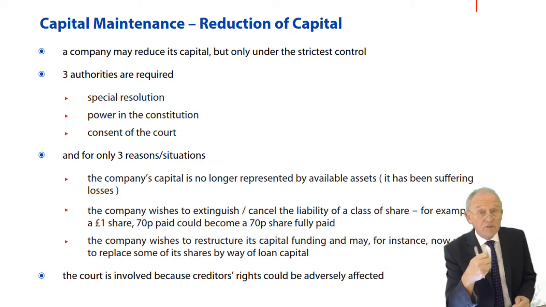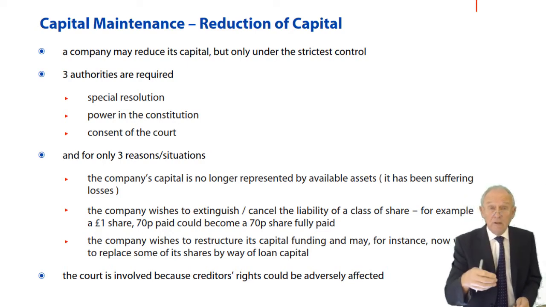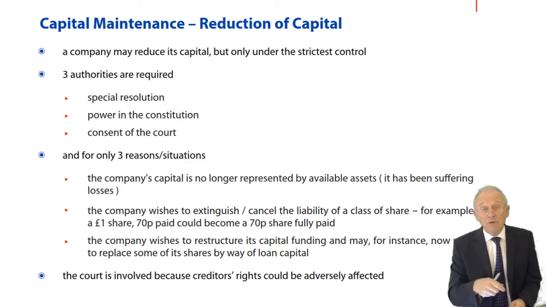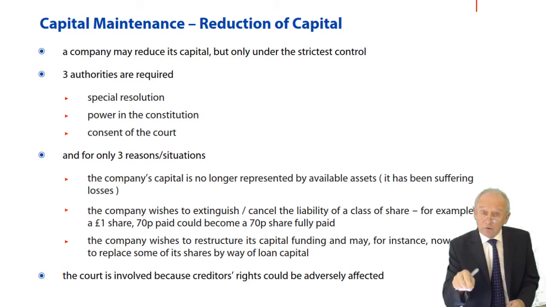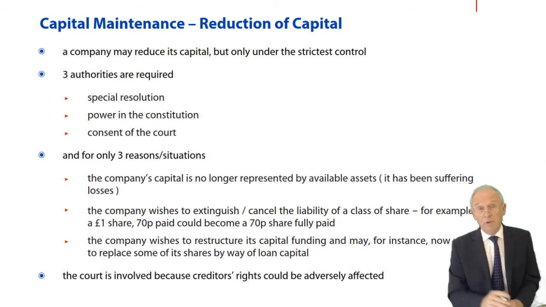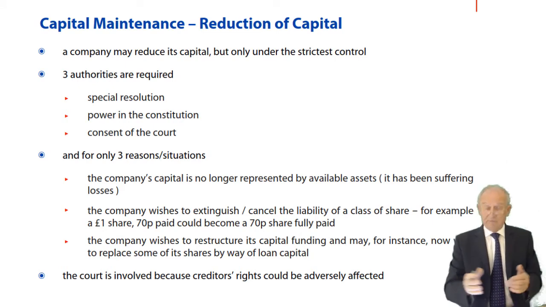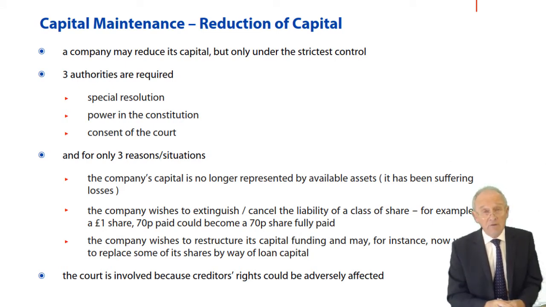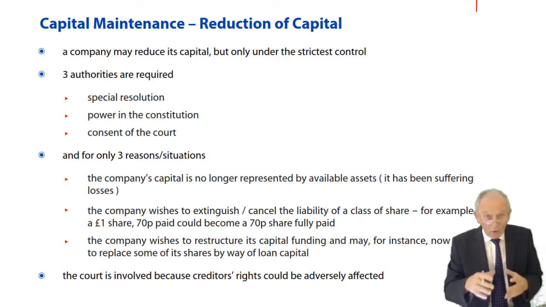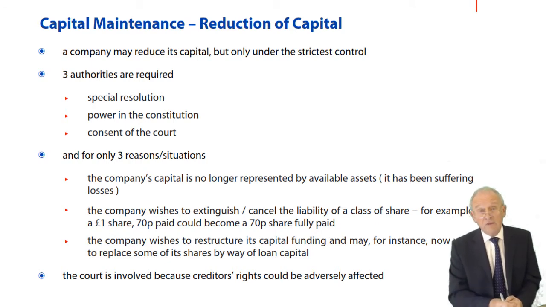So a 75% majority of the people voting who vote in favour of the resolution, that would be a special resolution, so long as it is proposed with 14 days' notice at a meeting that it is going to be proposed as a special resolution. Fine, away we can go. We have that authority. The second authority requirement is in the articles. We have to have the power within the Constitution that says we are able to reduce our capital.